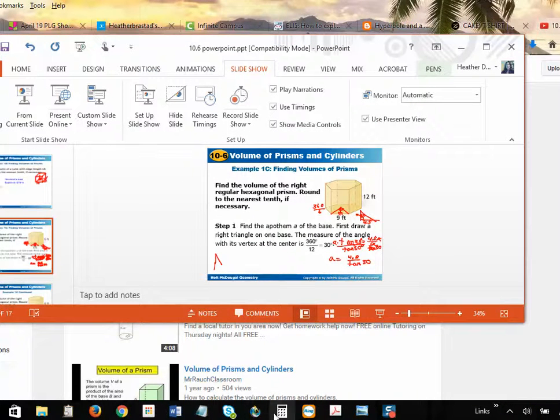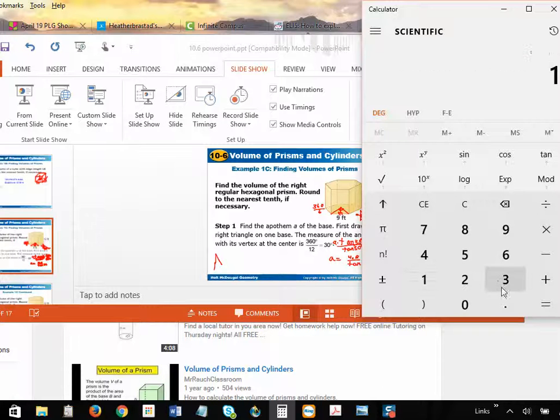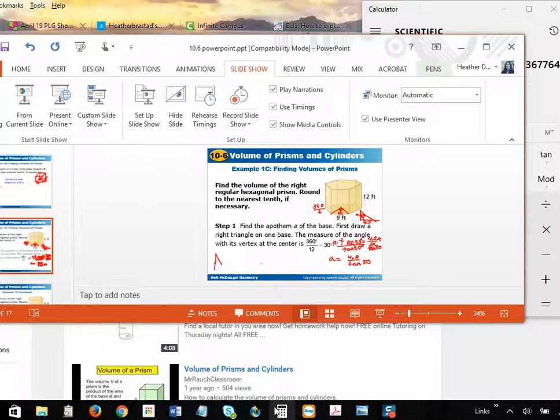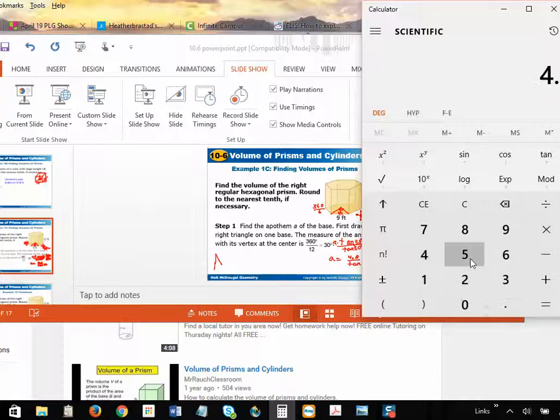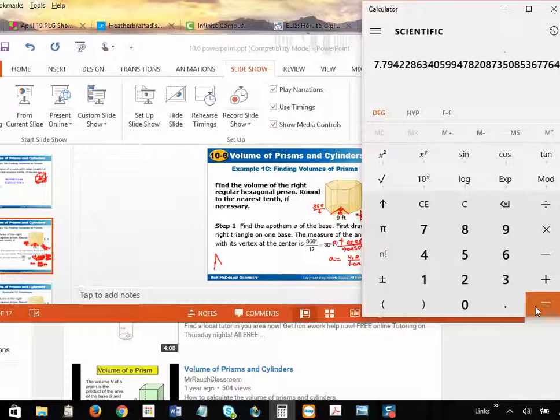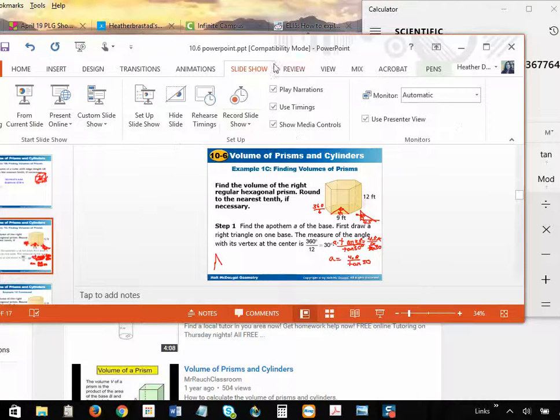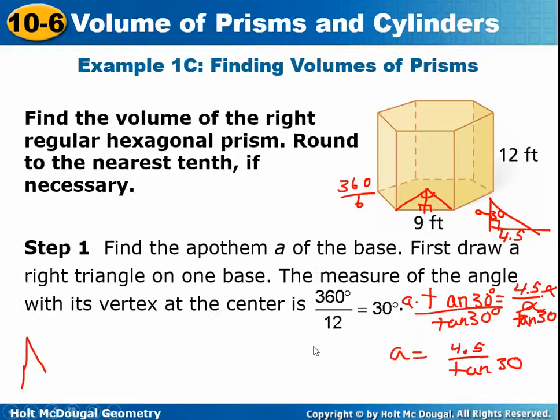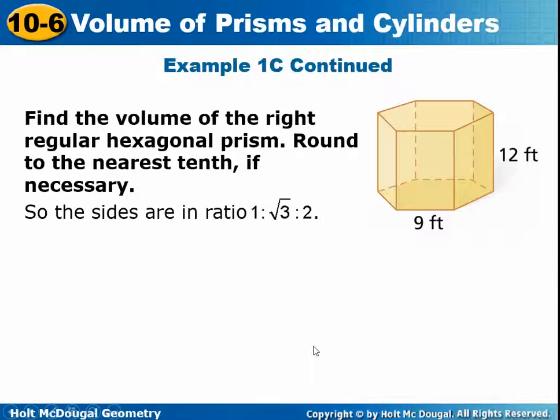Where's my calculator? Okay, 13.5 divided by the square root of 3 is equal to 7.79. Or, on our calculator, what if we had just done 4.5 divided by tangent of 30? There's my tangent. 7.79. So either way, we get 7.79. So our apothem we got is 7.79.